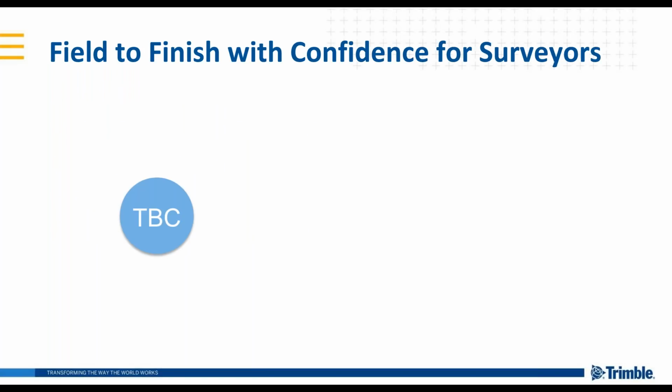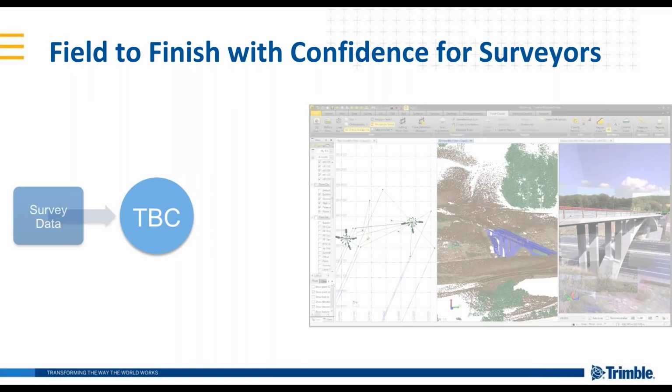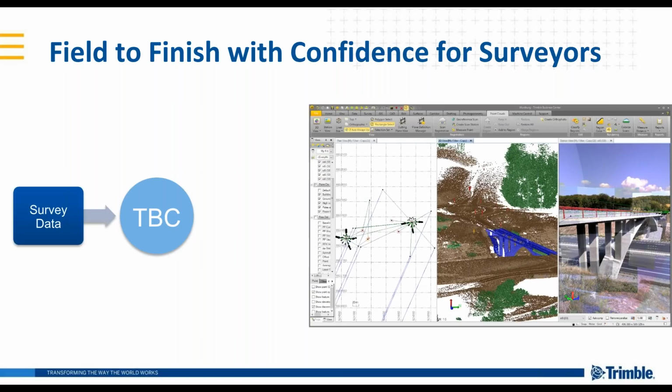So when we talk about field to finish with confidence from a TBC standpoint, what do we really mean? Our users typically start with bringing in field data, and something we are proud of in TBC is that we bring more geospatial data in the raw form than any other office software. Here in the plan view, you get to see RTK and total station observations. In the same environment, you get to work with point clouds and images, and it's all one dynamic, seamless environment.